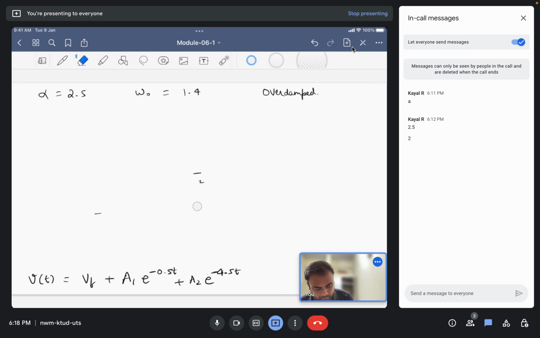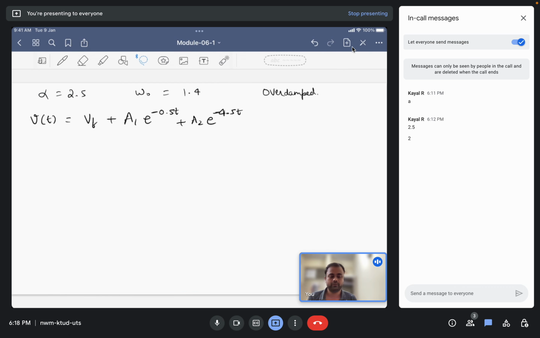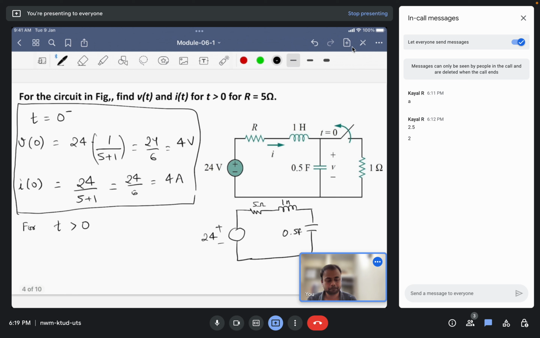So the equation part is, this portion is our major equation for which we need to find the values of A1 and A2. So this is minus 4.5t. Okay, so let us first of all find Vf. So what is Vf? Again we will look into the circuit. Vf is the final voltage across the capacitor, this voltage V.